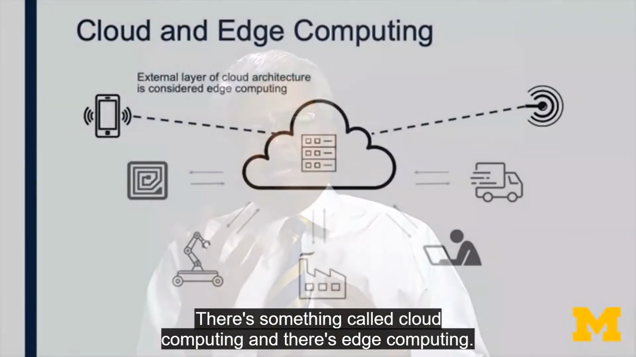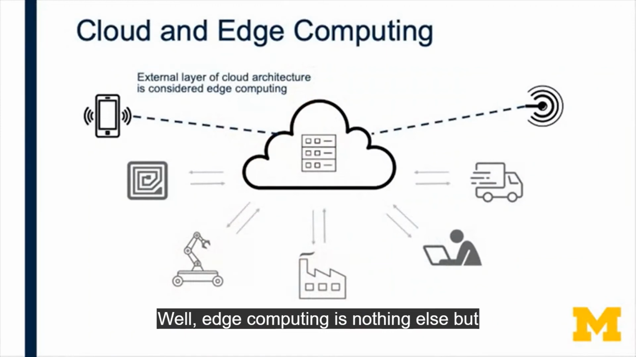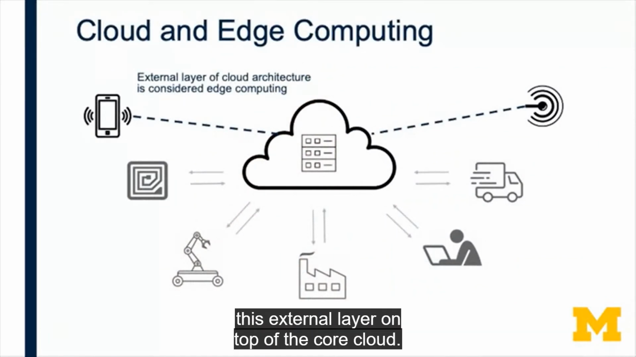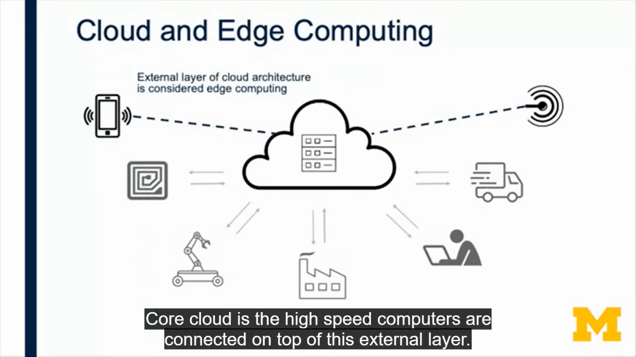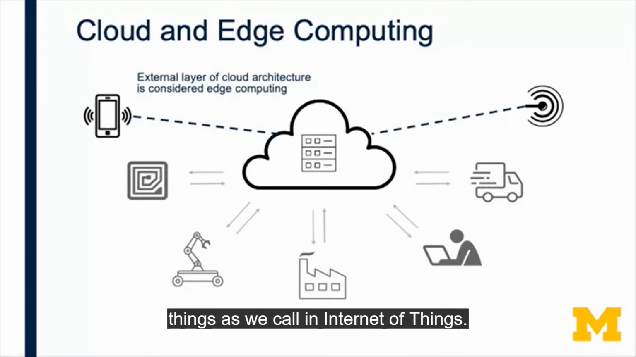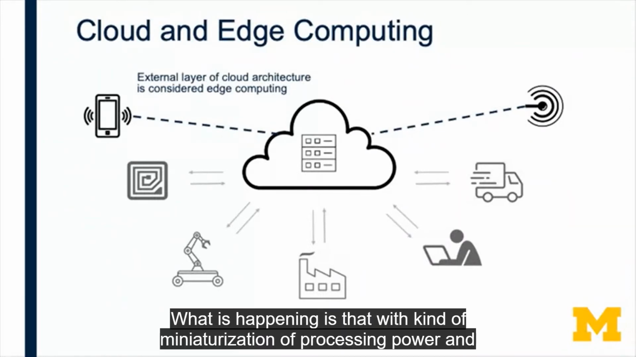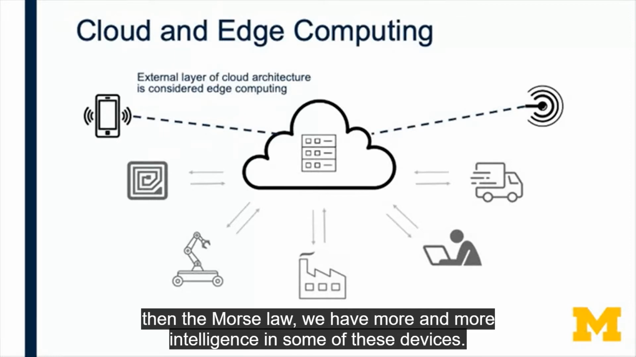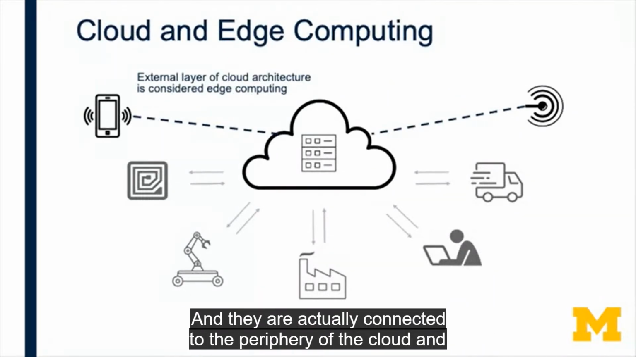Edge computing is nothing else but this external layer on top of the core cloud. Core cloud is where the high-speed computers are connected. On top of this is this external layer. Now we connect all these different kinds of devices and things, as we call in Internet of Things. So they all have intelligence now. With the miniaturization of processing power and Moore's law, you have more and more intelligence in some of these devices, and they are connected to the periphery of the cloud, and that's why they're called edge devices, right?